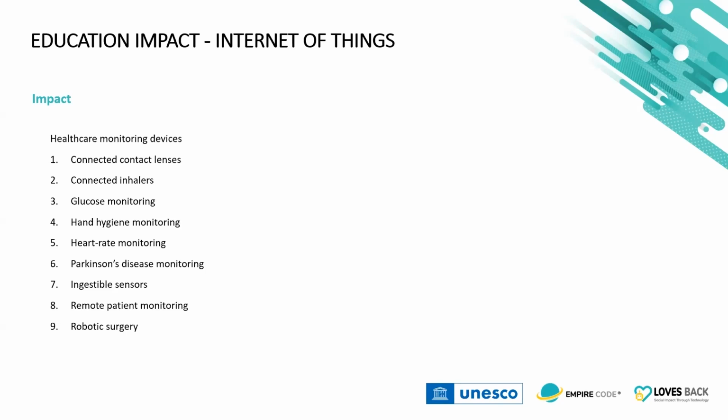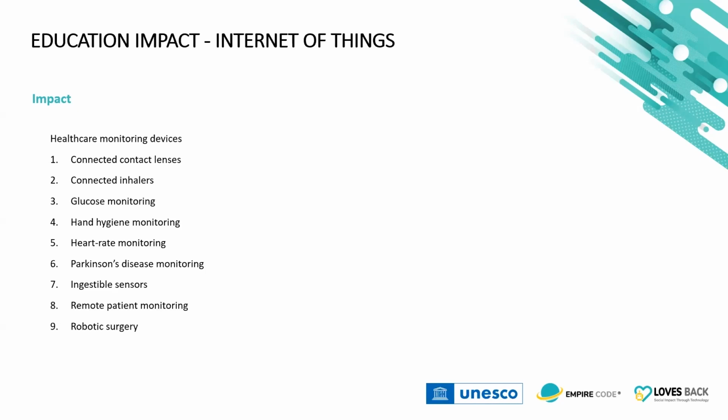Number 6, Parkinson's disease monitoring. In order to treat Parkinson's patients most effectively, healthcare providers must be able to assess how the severity of their symptoms fluctuate throughout the day. IoT sensors make this task much easier by continuously collecting data about Parkinson's symptoms. And at the same time, the devices give patients the freedom to go about their lives in their own homes, instead of having to spend long periods in a hospital for observation.